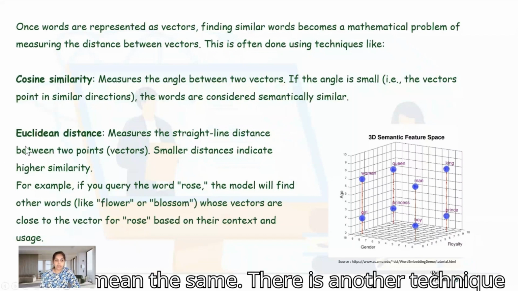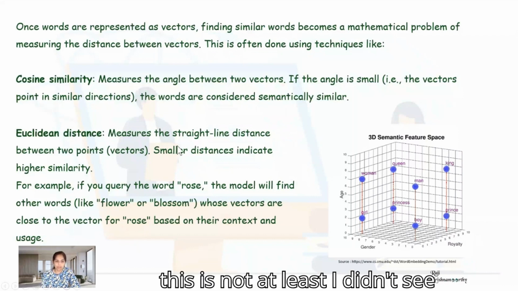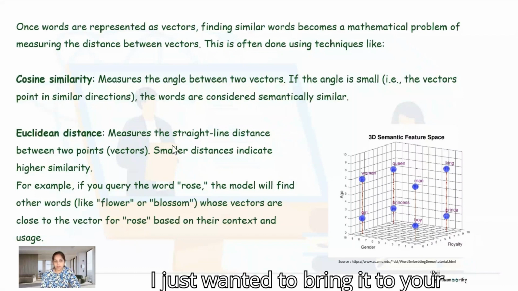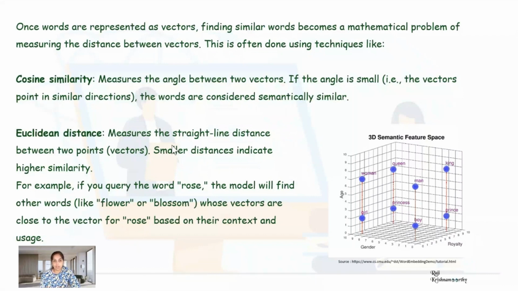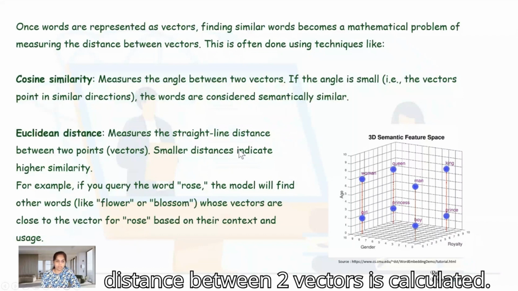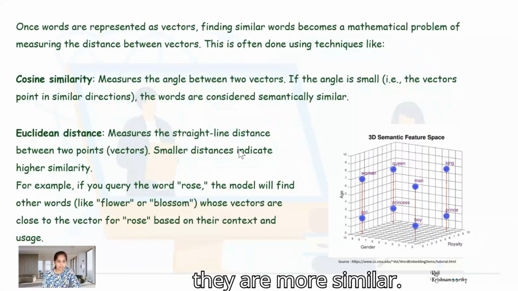There is another technique called Euclidean distance, though at least I didn't see it being used much. But I just wanted to bring it to your attention that there's one more technique where the straight line distance between two vectors is calculated. The smaller the distance, the more similar they are.